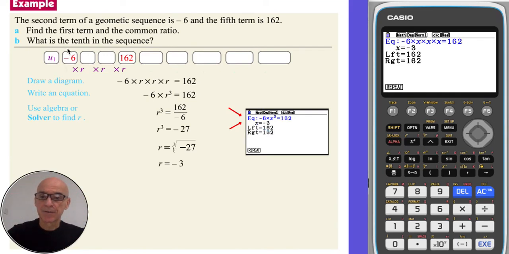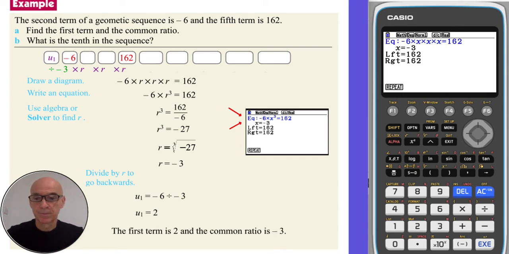Now to find the first term, we need to work backwards from the second term, and we can do that by dividing by the common ratio, r. Dividing the second term, negative 6, by the common ratio, negative 3, gives a value of 2. So the first term is 2, and the common ratio is negative 3.